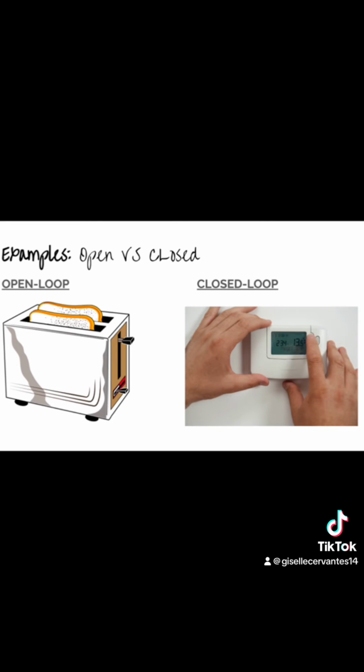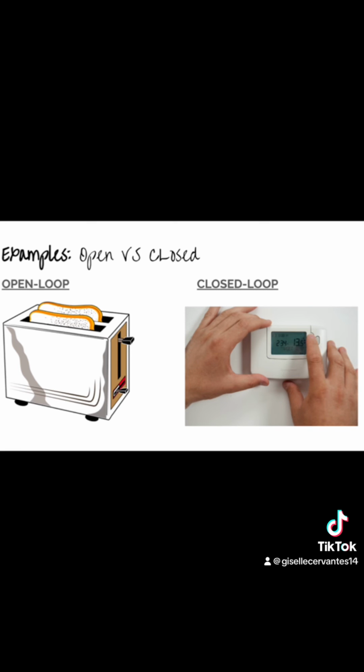Next, we have some examples between open versus closed in a practical life. So, a straightforward example of an open loop control system is a traditional toaster. The use of a toaster will only know when it starts and finishes toasting, with little control over the input, 2 slices of bread, as well as the process, time, temperature, and more.